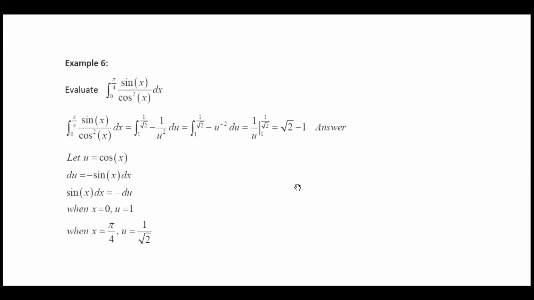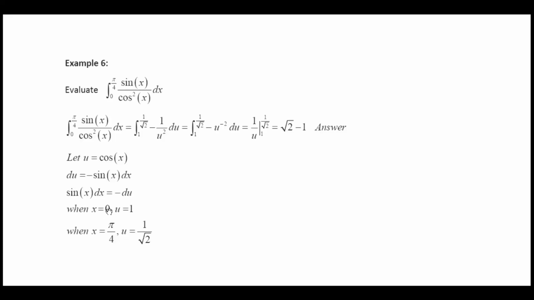Example 6, we're going to let u be the cosine. That's the quantity raised to a power there, so use the cosine. du is minus the sine of x dx. We want the sine of x dx, so that's minus du. So we're going to put u in for the cosine, so that's u squared. And this is going to be a minus du. And when x is pi over 4, the cosine of pi over 4 is going to give us 1 over the square root of 2.